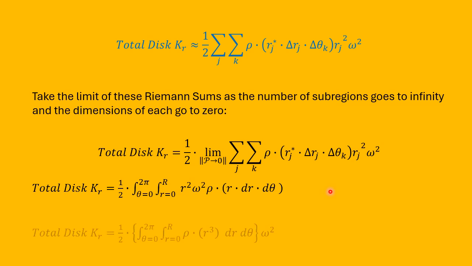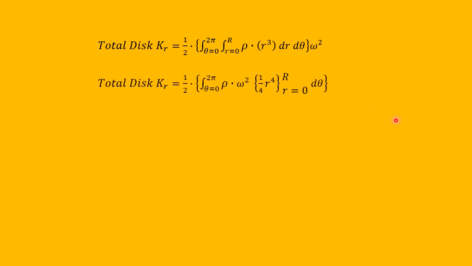Okay, we can rearrange these things just slightly and say that the total disk kinetic energy is equal to this. All we did was move the factor of rho out front, no big deal. r squared times r is r cubed, and then we also have dr d theta, and we also moved omega squared outside this iterated integral since omega squared does not depend on theta nor lowercase r. So far we have the total kinetic energy of rotation for this rotating circular disk is 1/2 times this integral times omega squared. Let's see what we can do with that.